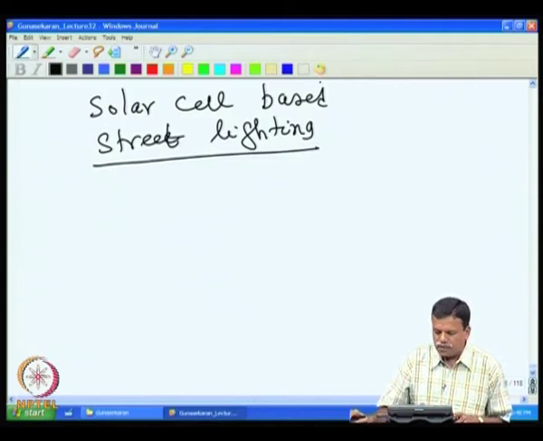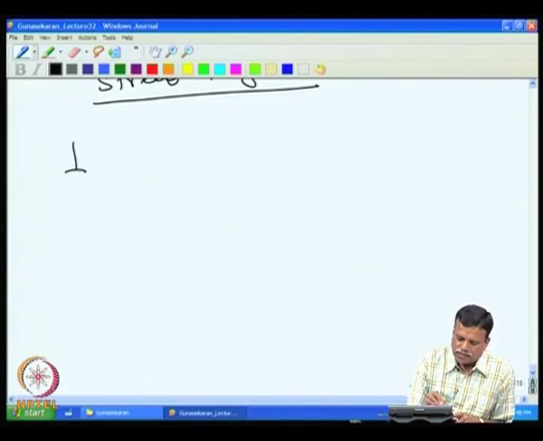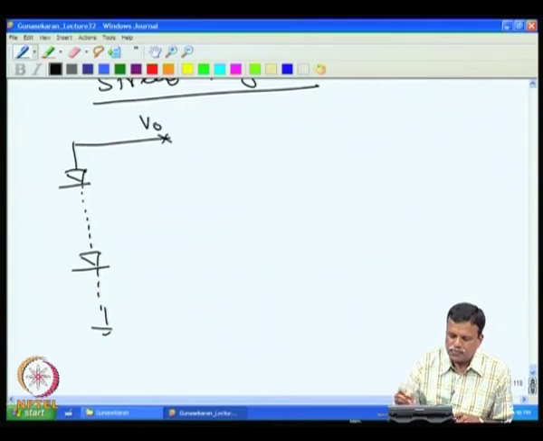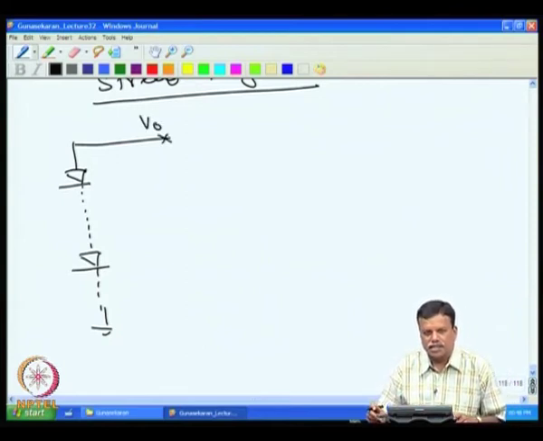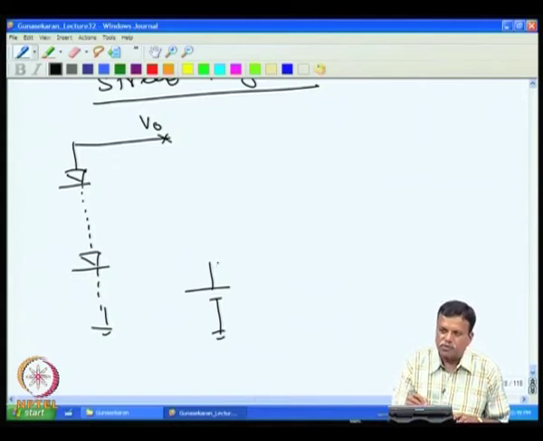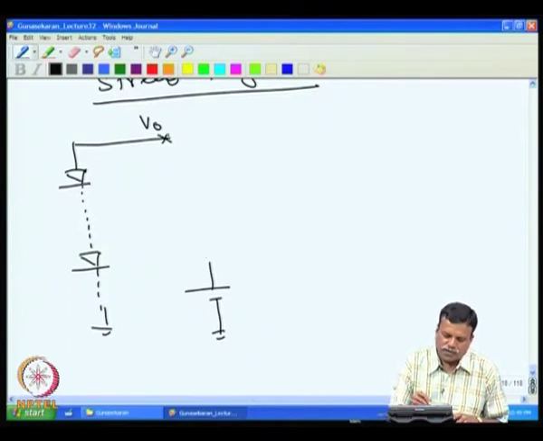Now, in this case what we do is we will take a solar panel. For example, we have a solar panel which I show as a series diode equivalent circuit, which gives you a voltage here depending upon the intensity of the light that is falling on this. Then we have a battery, and this battery is supposed to be charged whenever the panel voltage is higher than the battery voltage.